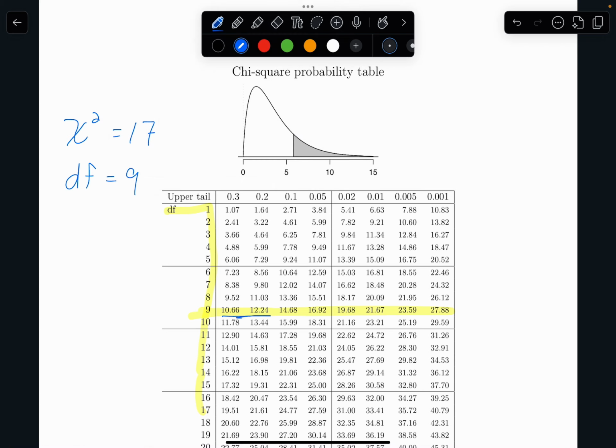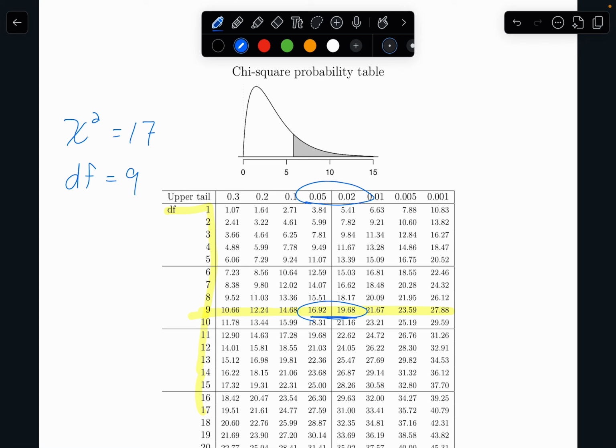So it's not between 10.6 and 12.2. It's not between 12.2 and 14.68. It's not between 14 and 16. It's not between 16 and 19. Actually, no, I just lied. It is between 16 and 19. I was thinking about a different number. So 17 lives somewhere between 16.92 and 19.68, which means that our p-value, the area under the chi-square curve, will be somewhere between 0.02 and 0.05.